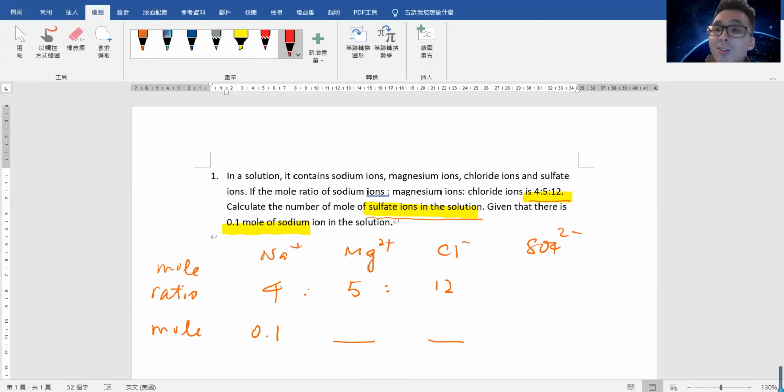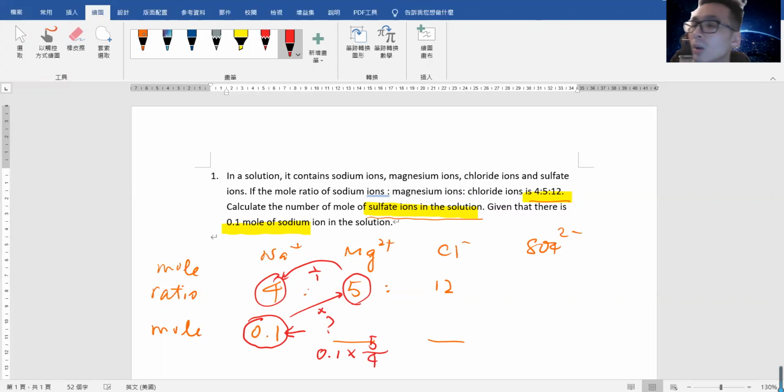If you remember what I taught you in Form 3 when we were doing the mole calculation, if you have the moles of one substance and you want to find another, you are going to multiply this mole number by the mole ratio of the substance you want to find, divided by your own mole ratio. So for magnesium ions, if you want to work out its number of moles, you're going to multiply 0.1 by the mole ratio of magnesium, 5, divided by your own one, 4, okay? So it will be 0.125, okay?